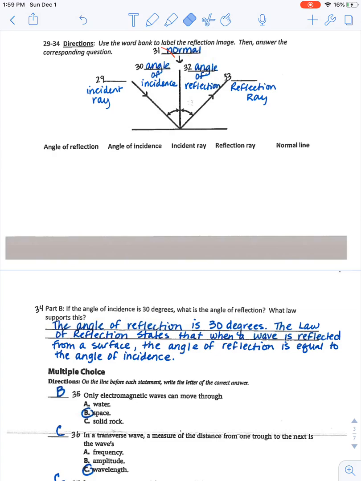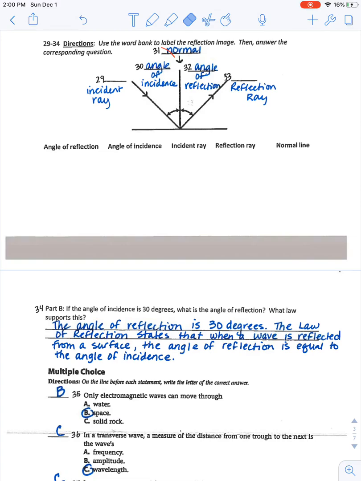All right, so let's go down and do our wacky multiple choice where we have the same questions like 3 times each. And I have no idea why. 35. Only electromagnetic waves can move through B, space or a vacuum. Okay, electromagnetic waves do not have to have a medium.